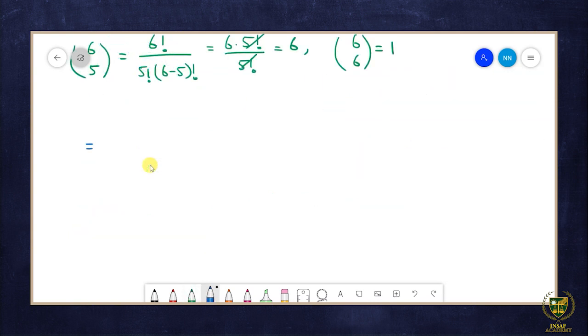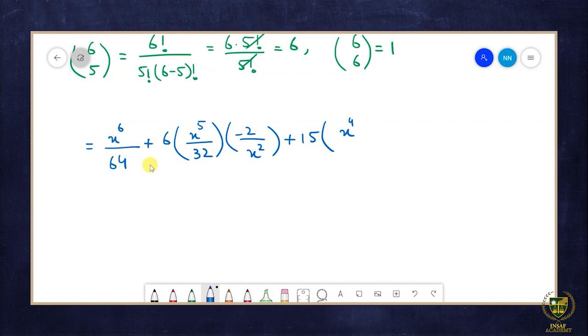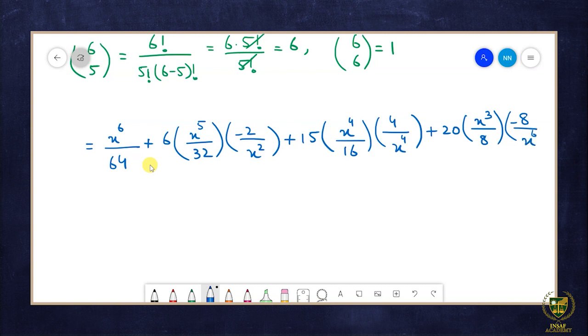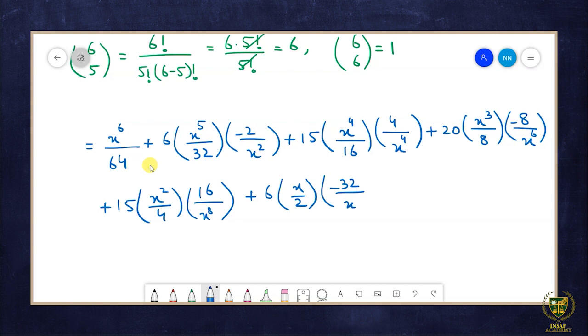1. Now we have x^6 over 64 plus 6 into x^5 over 32 into minus 2 over x^2 plus 15 into x^4 over 16 into 4 over x^4 plus 20 into x^3 over 8 into minus 8 over x^6 plus 15 into x^2 over 4 into 16 over x^8 plus 6 into x over 2 into minus 32 over x^10 plus 64 over x^12.